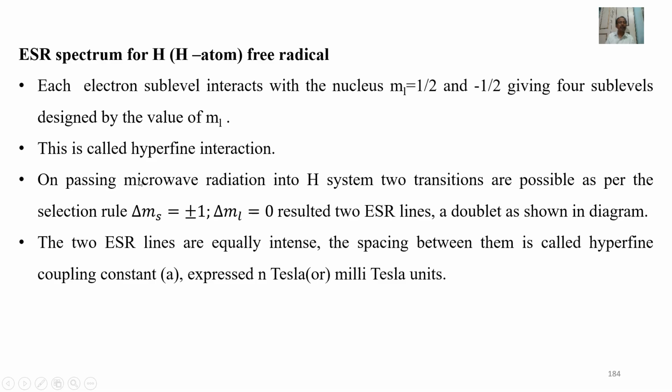On passing microwave radiation into the hydrogen atom, 2 transitions are possible as per the selection rule: del Ms equal to plus or minus 1, del Mi equals 0. This results in 2 ESR lines, a doublet, as shown in the diagram. The 2 ESR lines are equally intense. The spacing between them is called the hyperfine coupling constant, denoted as A, expressed in Tesla or millitesla units.